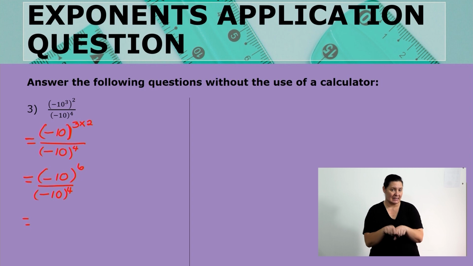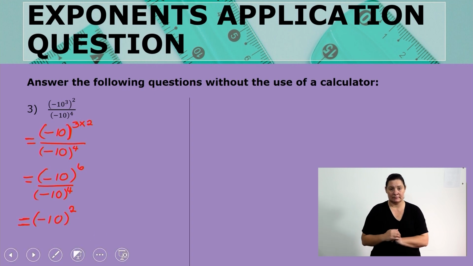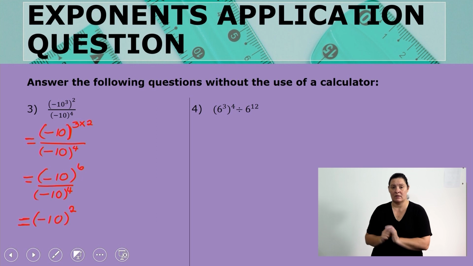What happens when we are dividing the same base? We are going to subtract the exponents, and then 6 minus 4 is going to be 2. And that is our answer for that question. Let's move on to the next example.